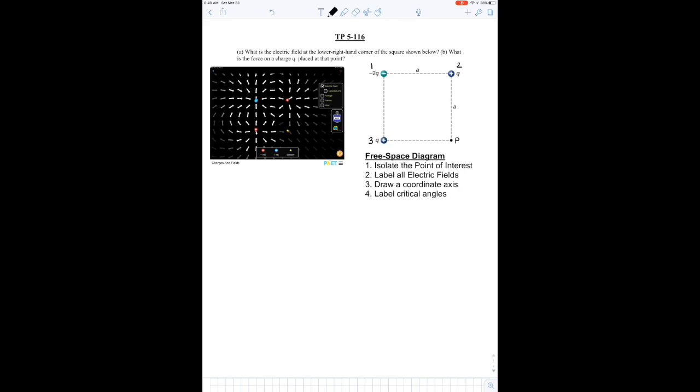The first step in the free space diagram is very similar to a free body diagram, where instead of isolating a body, I'm going to just isolate that point of interest. So that's what I'm going to label, point of interest P. The second step is to label all those electric fields that can be felt at that particular location.